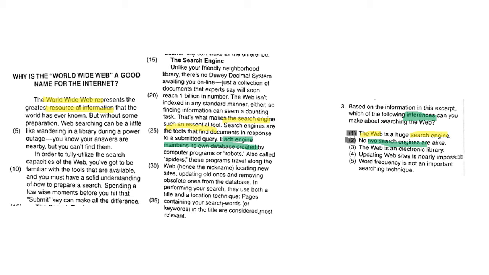Number 4, updating websites is nearly impossible. Does it say updating websites is impossible? It says updating old ones and removing old ones is what this computer program does. But that's about the search engine. There's nothing here about updating a website being difficult. So there's nothing to support it. So take away number 4. That's a misunderstanding of the passage.